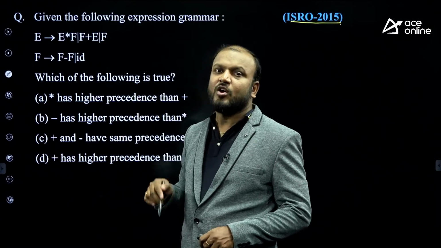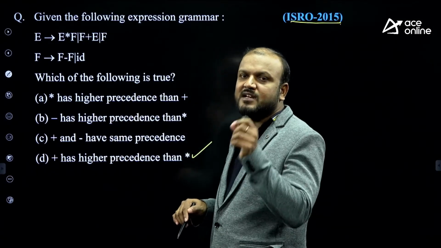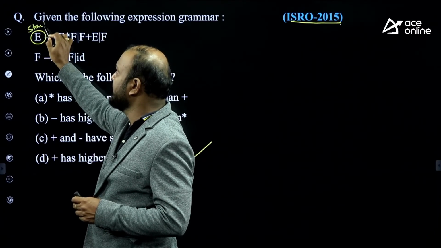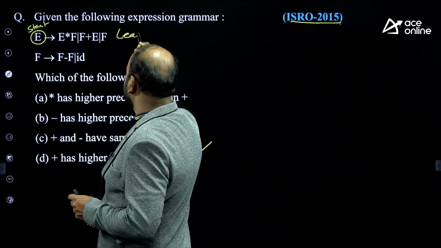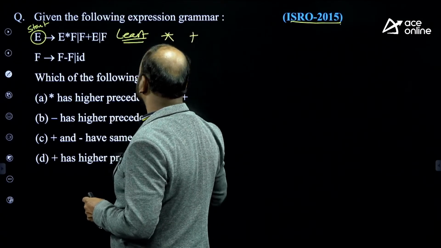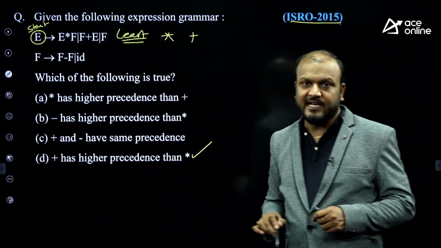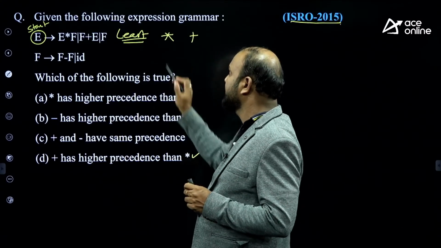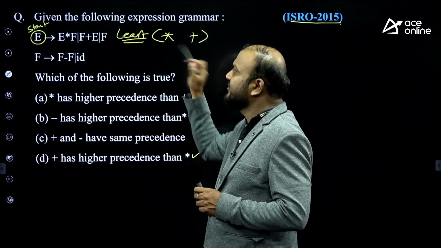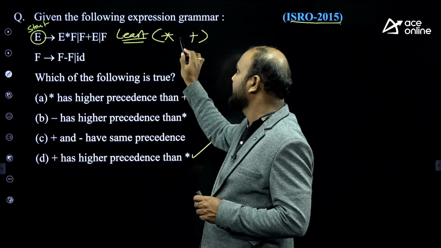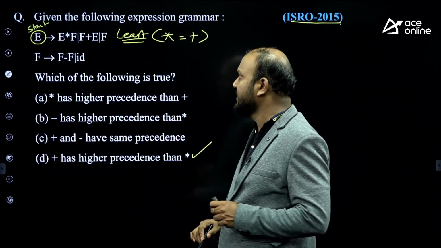As we know, the operator that is defined with the starting non-terminal, here what is the starting non-terminal? E is having least precedence. Now the least precedence is given to star and plus, and both are defined with the starting non-terminal. Any operator that is defined with the starting non-terminal has least precedence, and if more than one operator is defined with the starting non-terminal, then between them we have an equal relation.